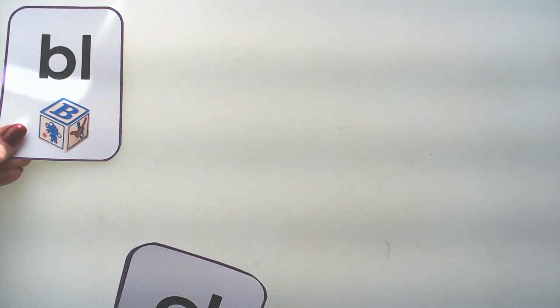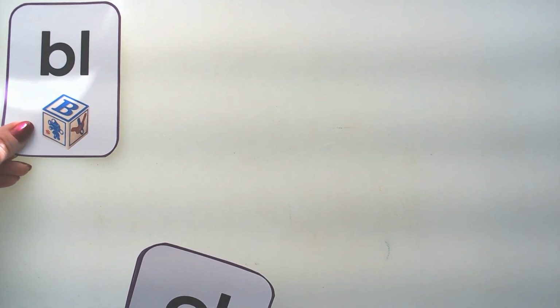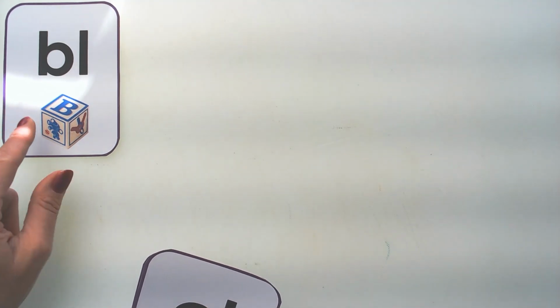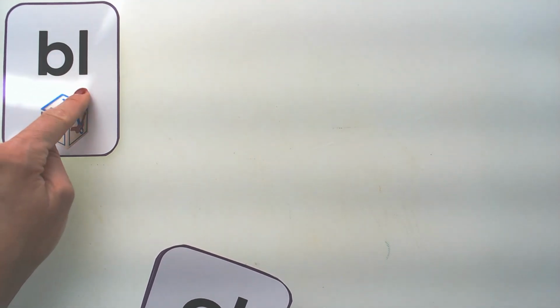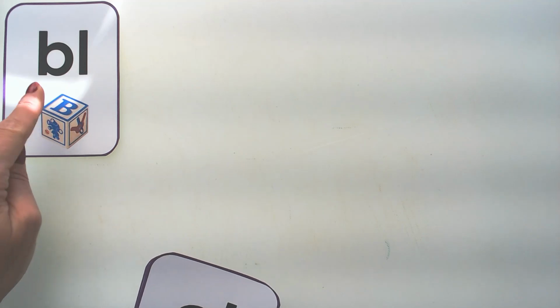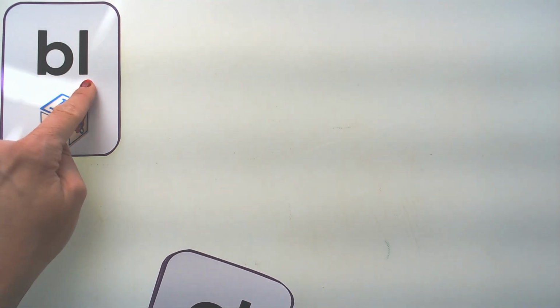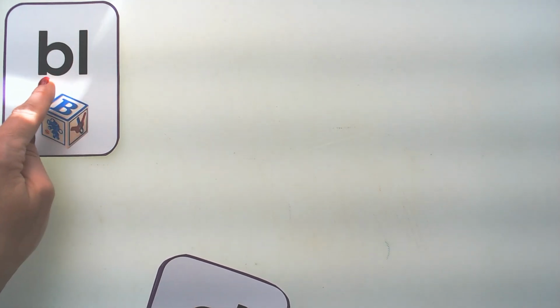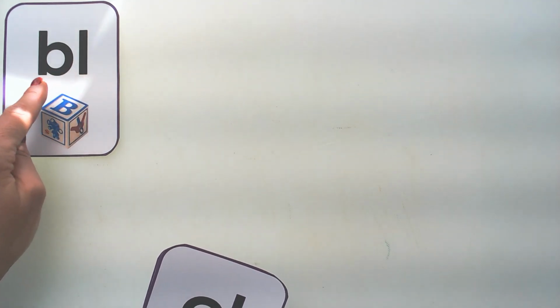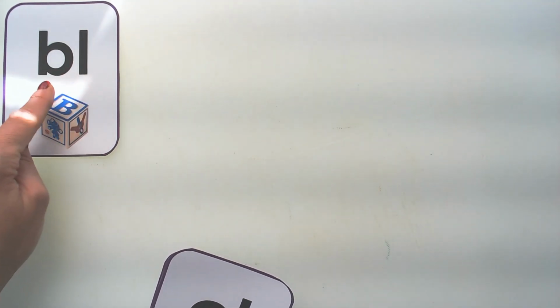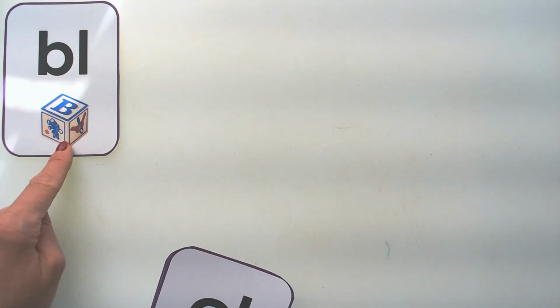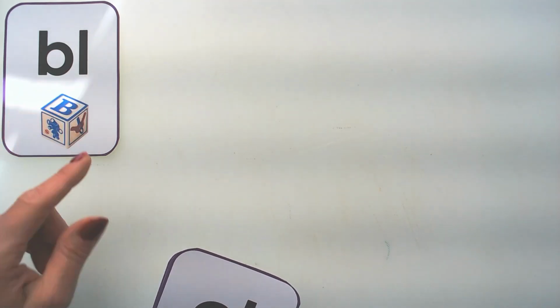So remember what a blend is? It's two letters that begin a word, and each of the letters you can hear the sound. And B, in this case, B says b and L says l, and when you blend them together, this blend says bl, like block.